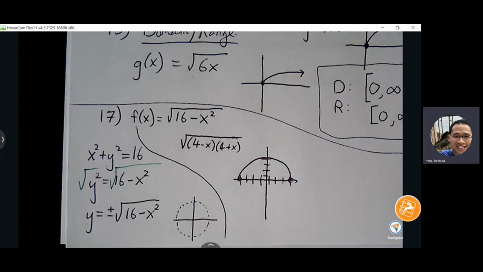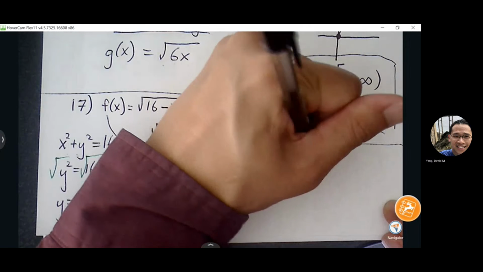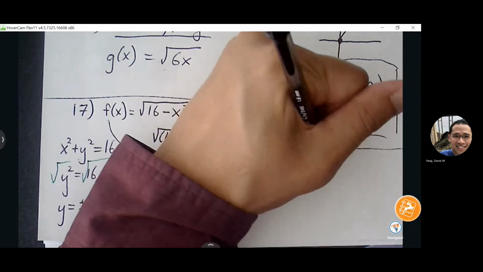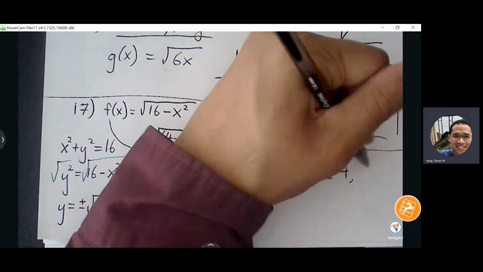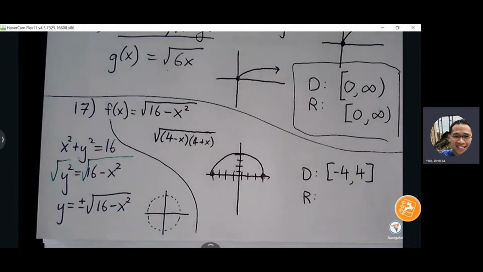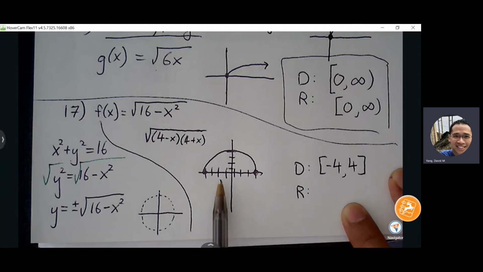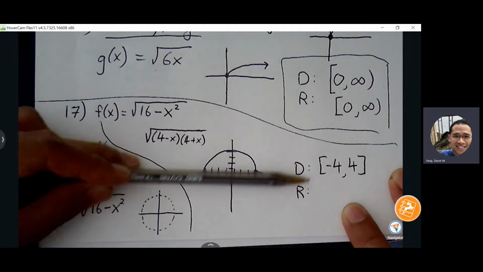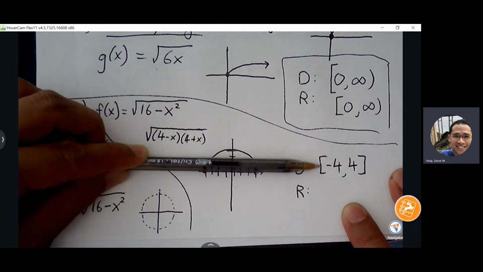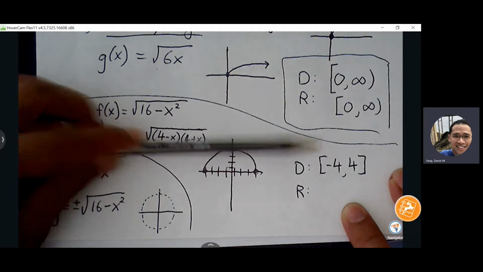Now that we have the semicircle in front of us, we should be able to easily identify the domain and the range. So domain, how far left does this graph extend to? Negative 4. And to the right, 4. Range, lowest y value, y value 0, right? The lowest the graph is going to go is here on the x-axis, and it's only going to extend up to a y value of 4.